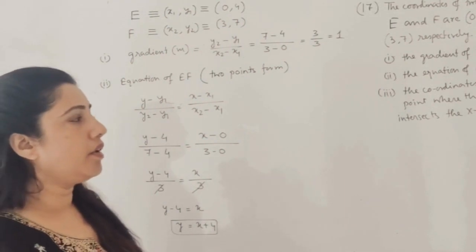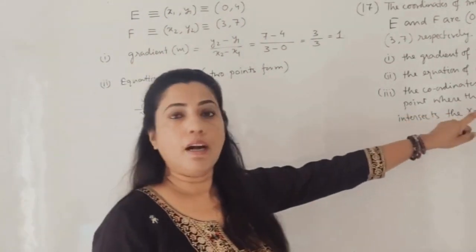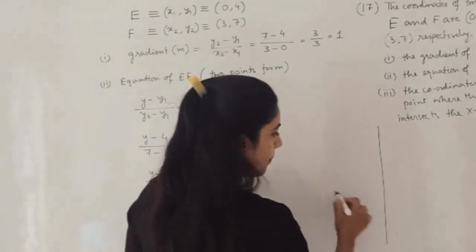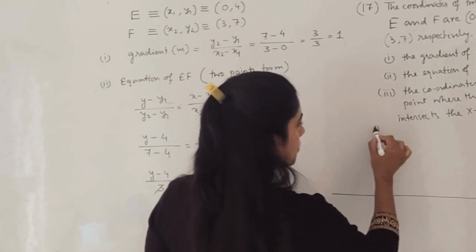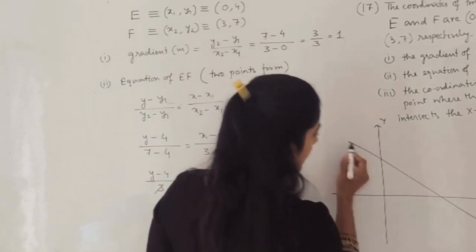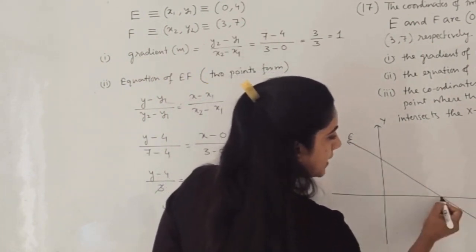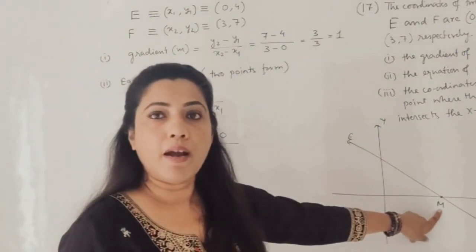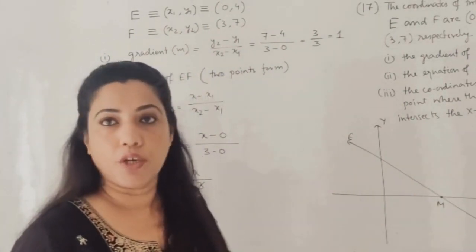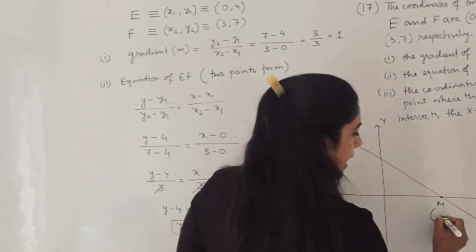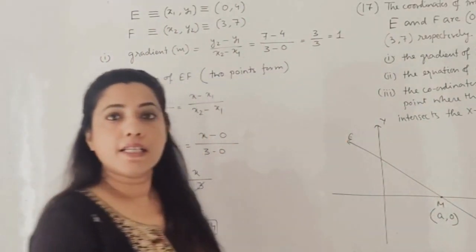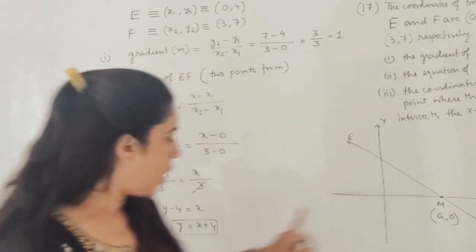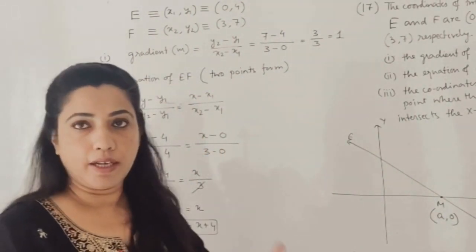Now third thing they are asking, you have to find out the coordinates of the point where the line EF intersects the x-axis. Now suppose if I draw a rough diagram, if suppose this is your x-axis, this is y-axis, and if this line is your EF, which is intersecting the x-axis at point M suppose, okay? Clearly we can see M will be having some abscissa, but y coordinate is 0. That means I can take the point M as a comma 0. And since M lies on the line EF, therefore if you put this value on this equation, it should satisfy the equation.